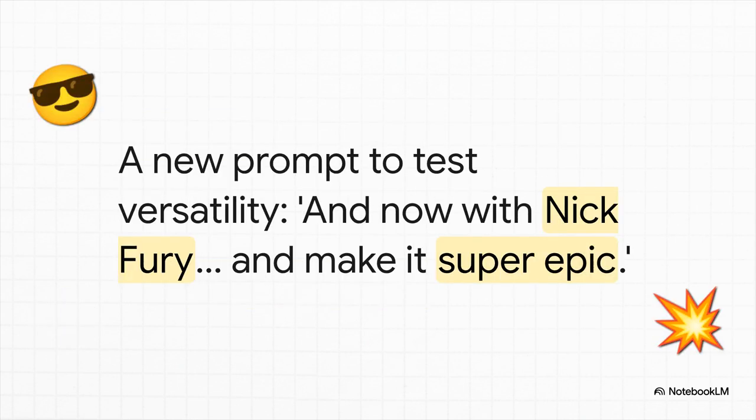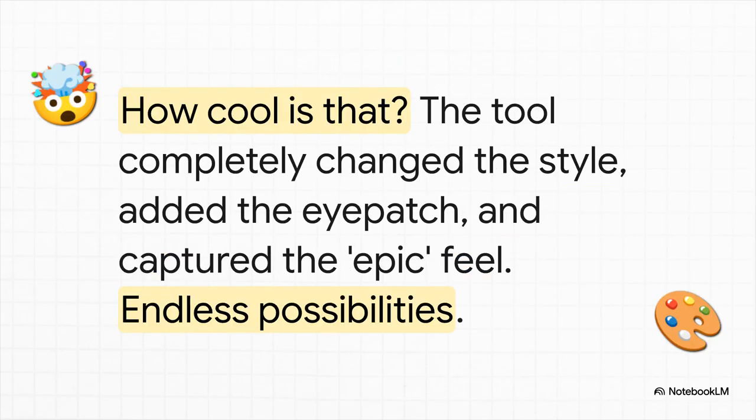Of course, they had to push it a little further. So, a new prompt. And now, with Nick Fury. And make it super epic, just to see how versatile and creative the tool can really be. Yes, how cool is that? It completely changed the style, it added the eye patch, it gave it that whole epic feel. I mean, think about it. Any functionality you can write in code, you can now expose to your AI assistant as a simple, powerful tool. The creative possibilities here are literally endless.